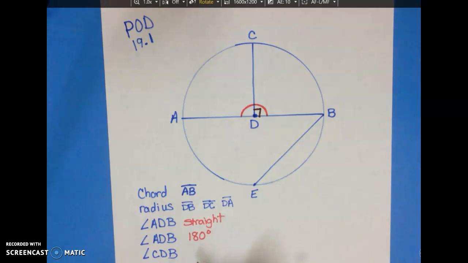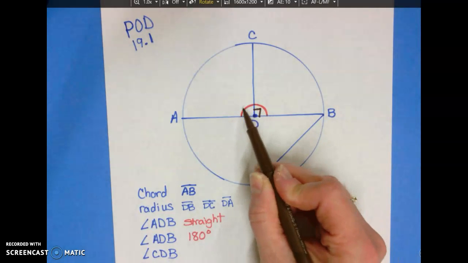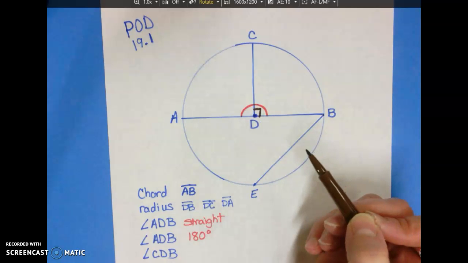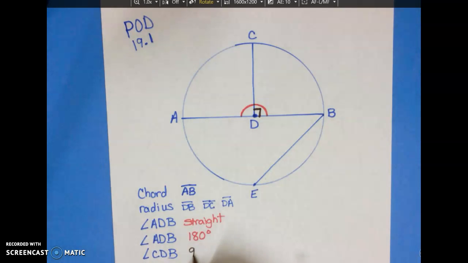So what is the measurement of that? Well, if the whole red one is 180 and this little square represents like half of it, what is 1/2 of 180? It is 90 degrees. And that is also the name of that kind of angle, a right angle, because it is 90 degrees.